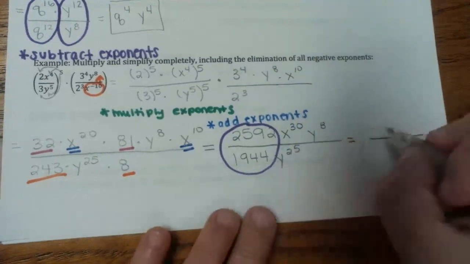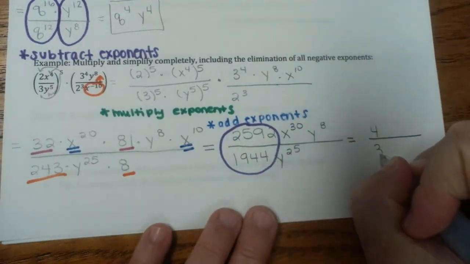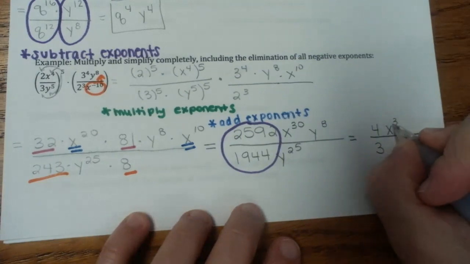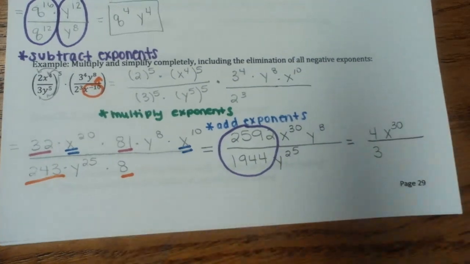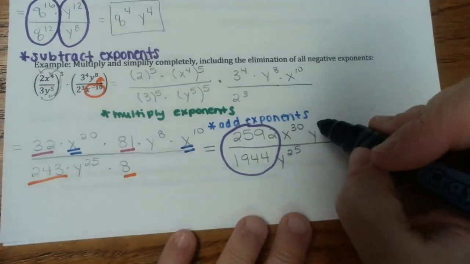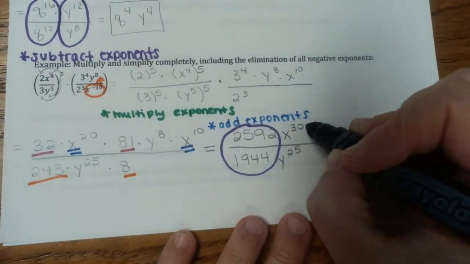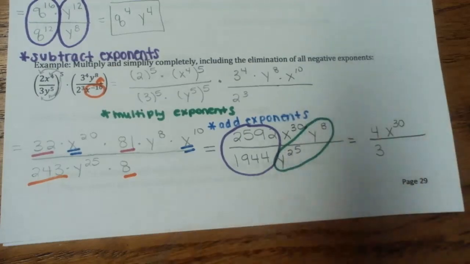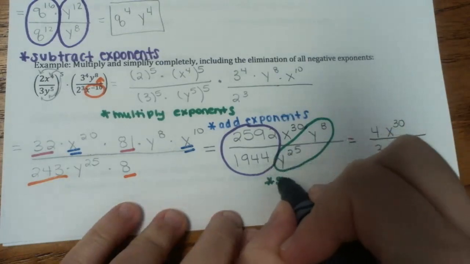So 4/3 we know simplifies that. So 4 is up top, 3 is on the bottom. Then that x to the 30th power is up top, it's going to stay up top. Then we have our y's. What I'll do next. So for our y's, I have y to the 8th divided by y to the 25th. We are dividing, so that means we can subtract their exponents.